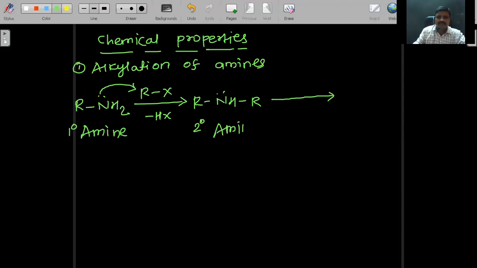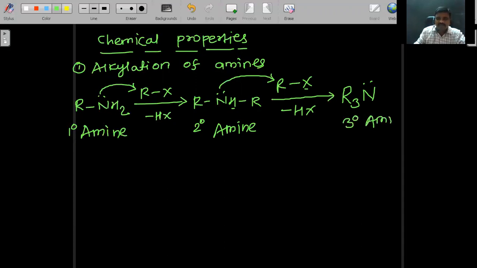This secondary amine again reacts with one more molecule of alkyl halide, using the lone pair on the nitrogen atom. Again, this hydrogen and this halogen give the byproduct HX, and a tertiary amine is formed. Tertiary amine means R3N. Again, this nitrogen carries a lone pair of electrons. This is known as a tertiary amine.